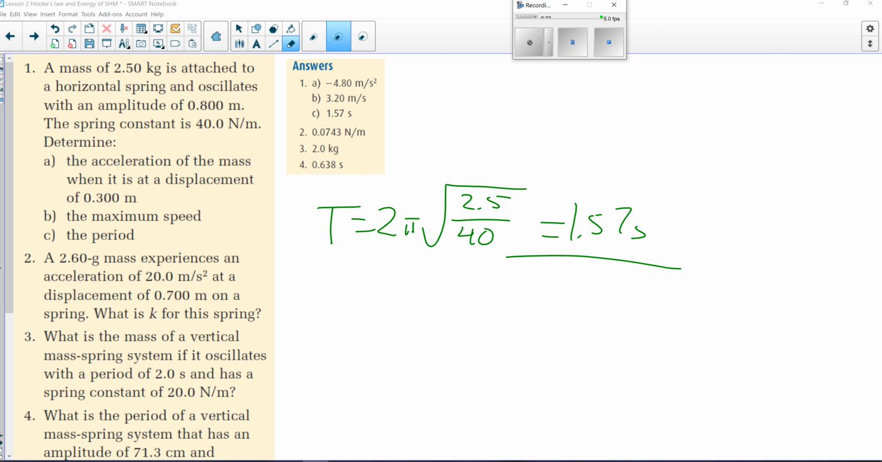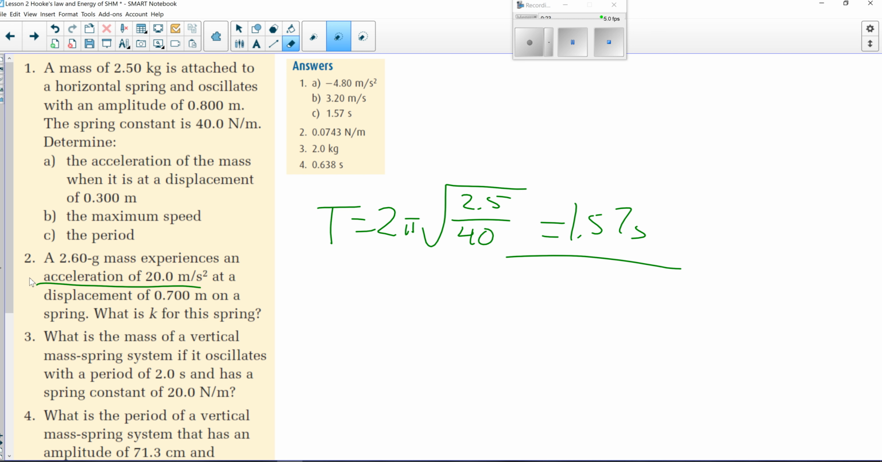Okay, what kind of question is number 2? It's a Hooke's law question, yeah. We know that because they're giving us the acceleration, and the only kind of question we ever get acceleration in is Hooke's law. We can't get acceleration really in a law of conservation of energy question because it's always changing as it oscillates. This is asking about one position, and the acceleration at that position is this value.